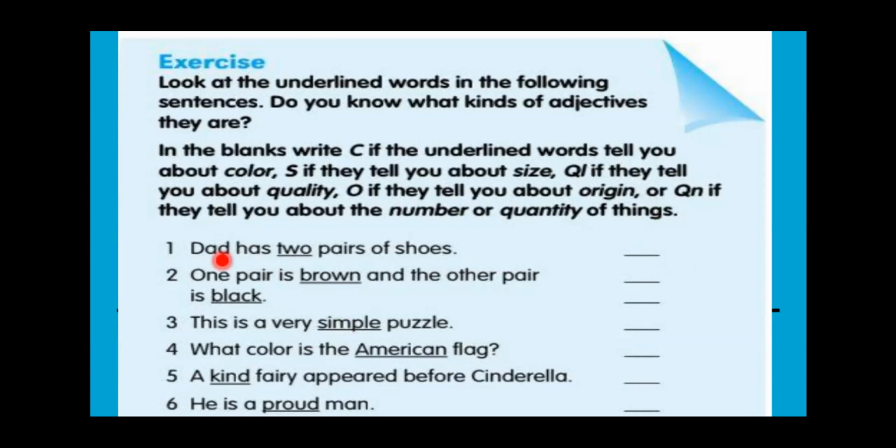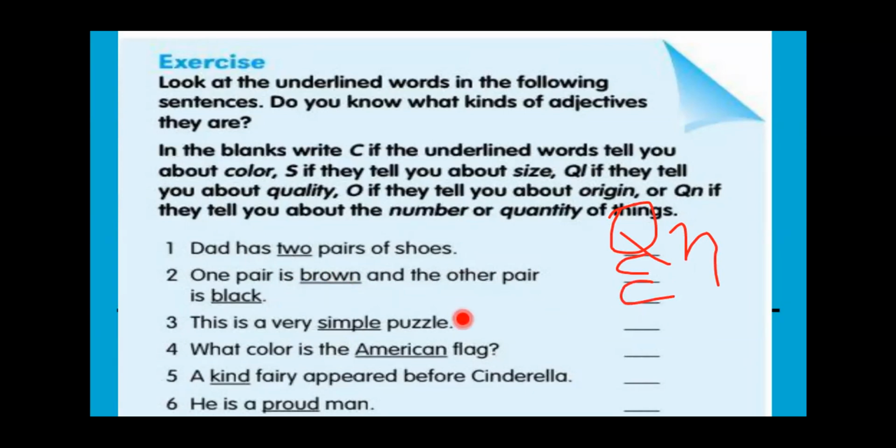Let's read out the first one. Dad has 2 pair of shoes. So the underlined word here is 2. QN. Yes, 2 is quantity. QN, okay, capital Q, small n. Next, one pair is brown and the other pair is black. So these are colors, two blanks, C. Brown, C, yes, color. Brown and black are colors. So both the blanks, CC, okay? Up and down, 2 blanks are there. So both you have to write capital C based on color.